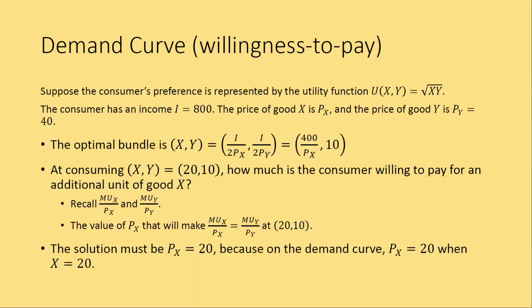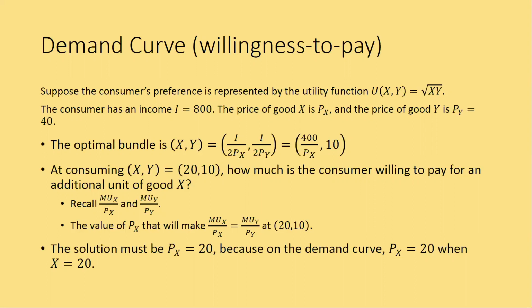So let's fix the point that she is consuming right now. Let's say she is consuming 20 units of good X and 10 units of good Y. And note that this is the optimal point we derived previously, and I'm using this special point for a purpose. So let's ask how much is the consumer willing to pay for an additional unit of good X at this point, fixing that her income is 800 and the price of good Y is $40. So how can we answer this question?